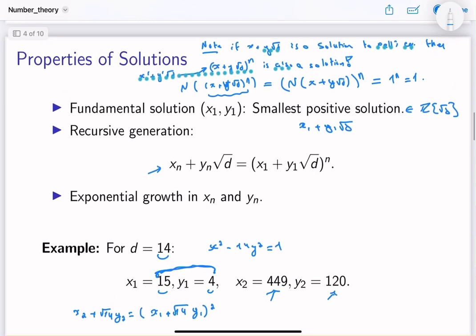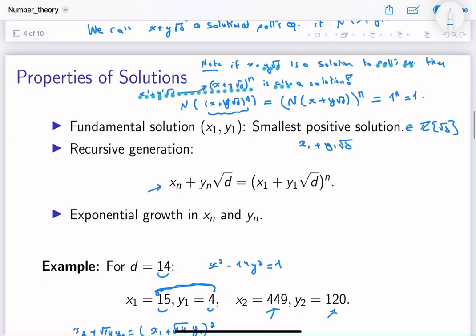And you can see this from the binomial theorem, because if you were to open this up, what would the xn be? For example, by the binomial theorem, the xn would be the sum from k equals 0 to the floor of n over 2, of n choose 2k, x1 to the n minus 2k, y1 to the 2k, d to the k.